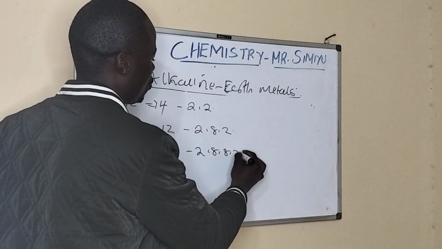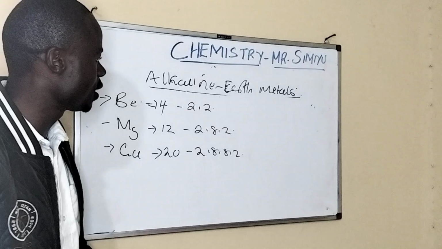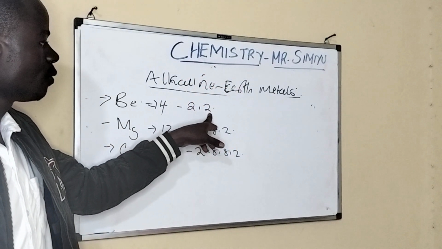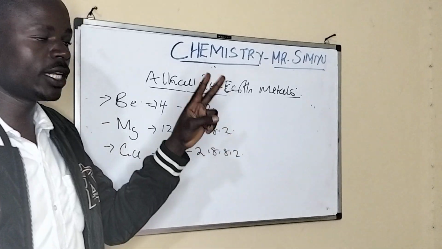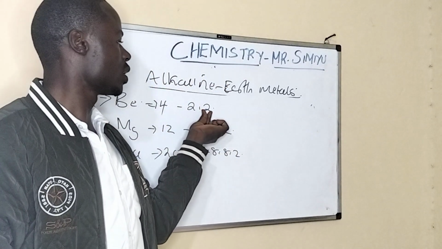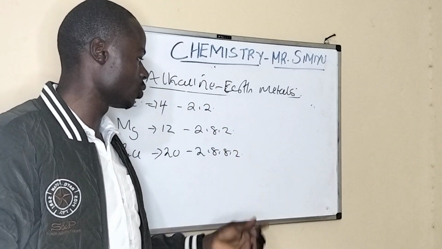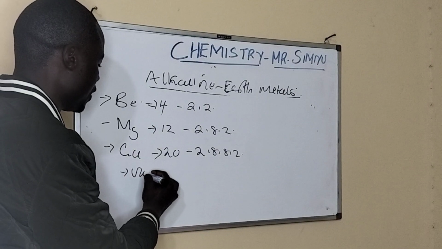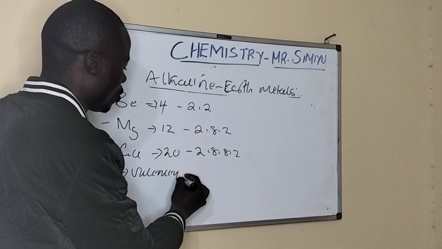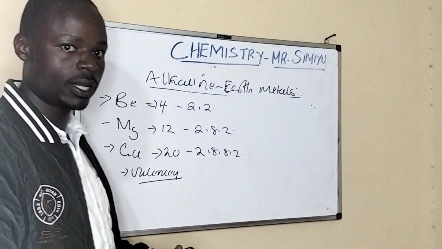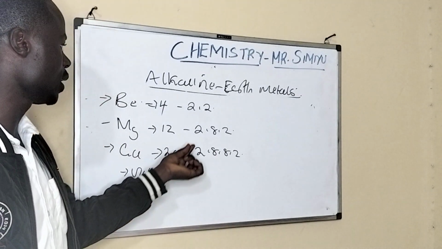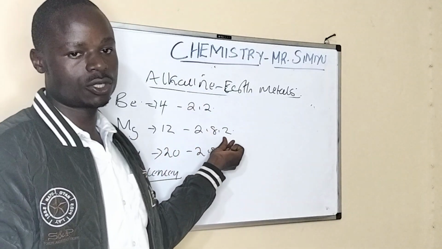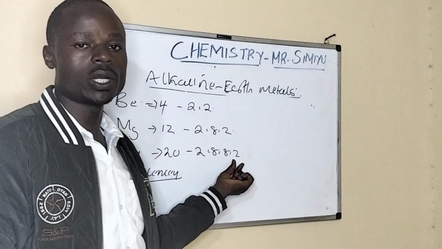You will find that these alkaline earth metals have similar characteristics. All of them, the outermost energy level ends with 2. So it loses 2 electrons. So we may introduce that it has a valency. The valency is the electrons lost or gained in an atom. We have said that beryllium will lose 2 electrons. Magnesium will lose 2 electrons. Calcium will lose 2 electrons to become stable.